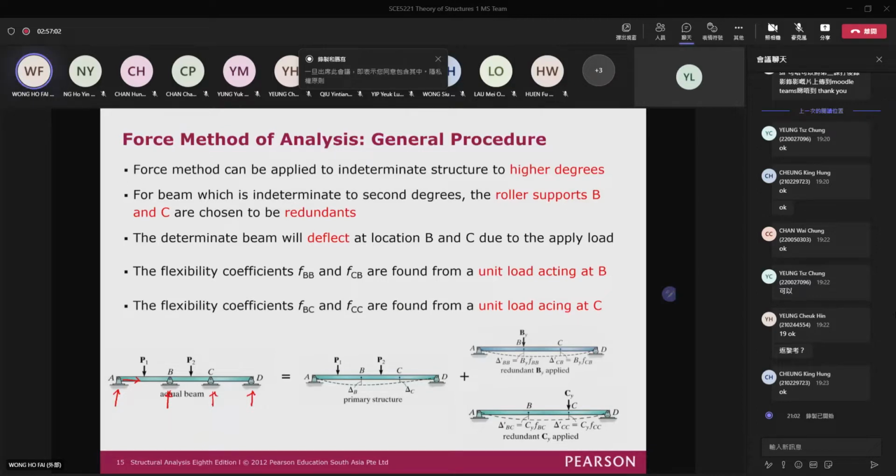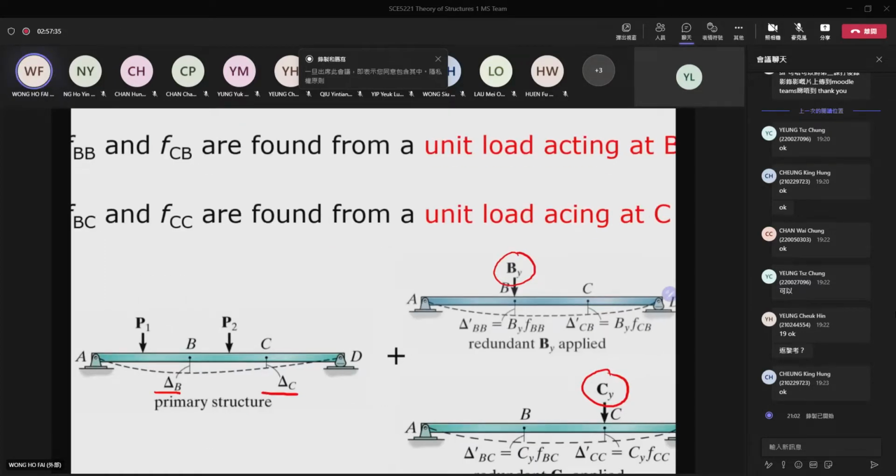So for this one, we can still use the force method for analysis. We can take away the support reactions at B and C at the same time. When we take away the support reactions at B and at C, there will be deflection at B and at C. Then we will add back the support reactions one by one, By and then Cy respectively. Then at the locations here, you will see there is delta dash BB and delta dash CB.